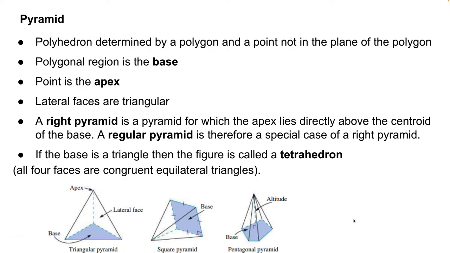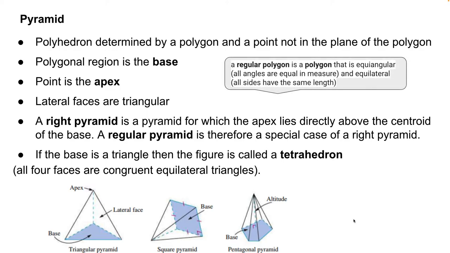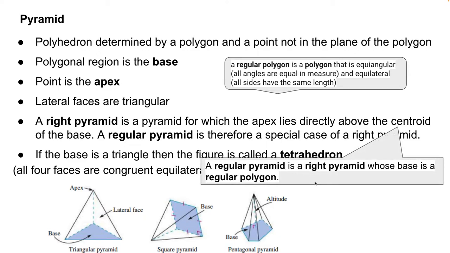Okay, I think we covered all that here. Let's talk about regular polygons one more time. Remember, a regular polygon is equiangular and equilateral. So all the angles are congruent and all the sides are congruent, the same length, right? And also, we know that a regular pyramid is a right pyramid, so it forms a 90-degree angle, and its base is a regular polygon. Okay, so let's remember that.